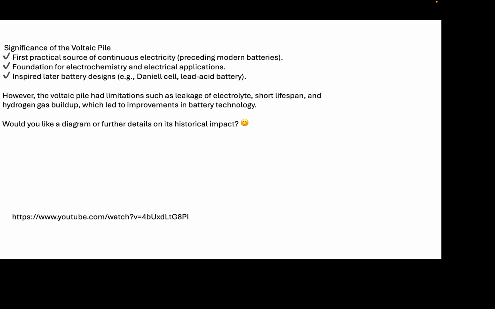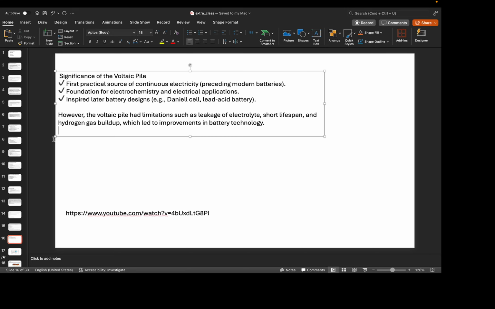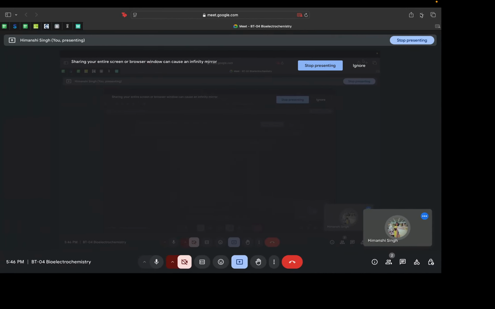So some of the significance of the Voltaic pile is, first, practical source of continuous electricity, foundation of electrochemistry and electrical applications, inspired later battery designs, that is the lead acid battery. However, the Voltaic pile had limitations such as leakage of electrolyte, short lifespan, and so on. So we'll see what a Voltaic pile is.